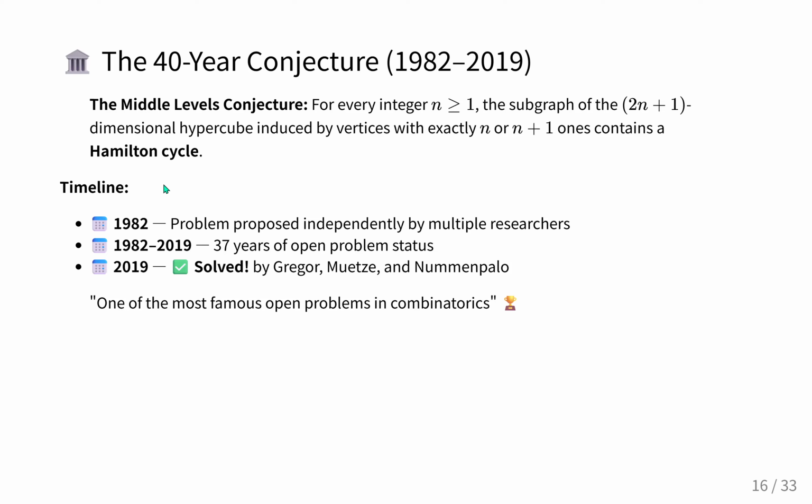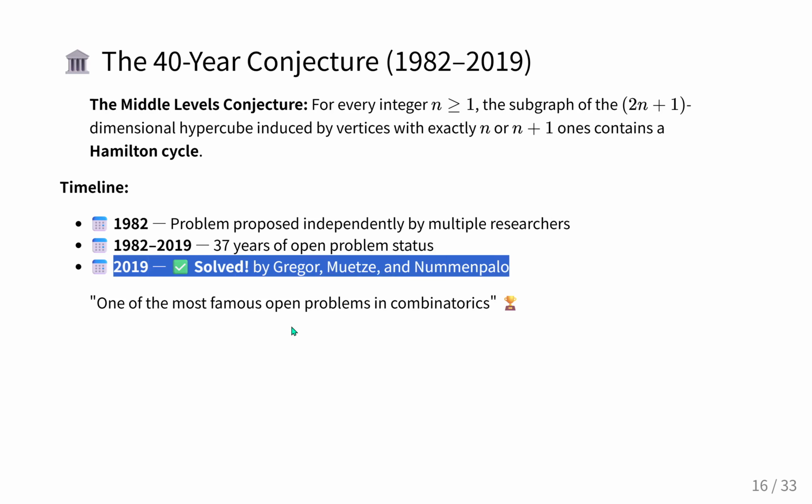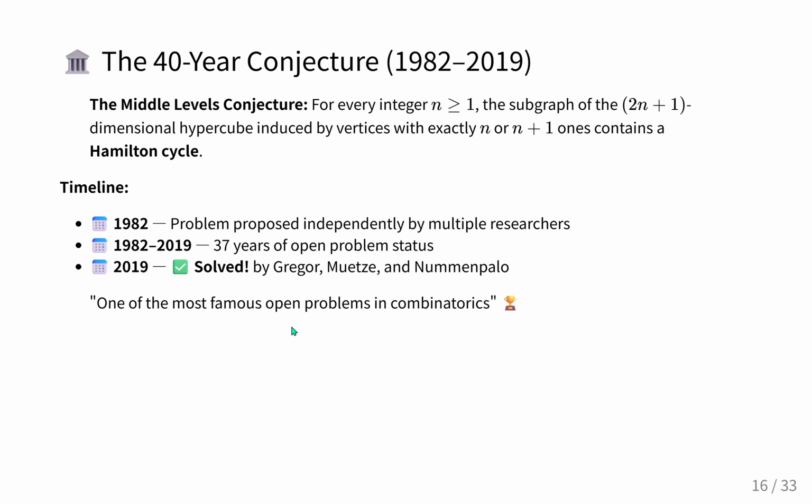Not until 2019, when researchers Gregor, Mütze, and Nummenpalo finally cracked it. But their real breakthrough wasn't just proving the path existed, it was constructing a totally memoryless Gray code to actually navigate it. They engineered a way to walk the graph without a map.